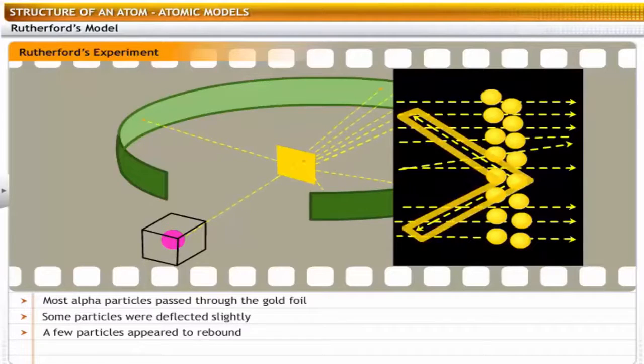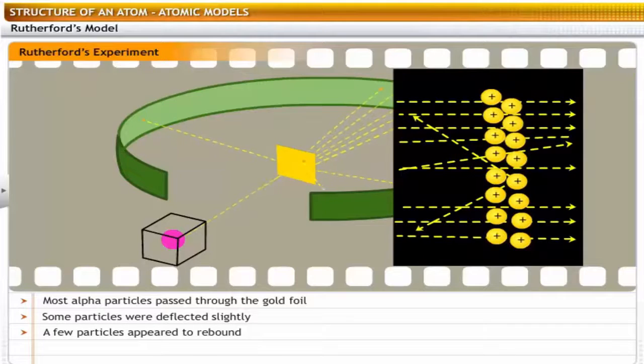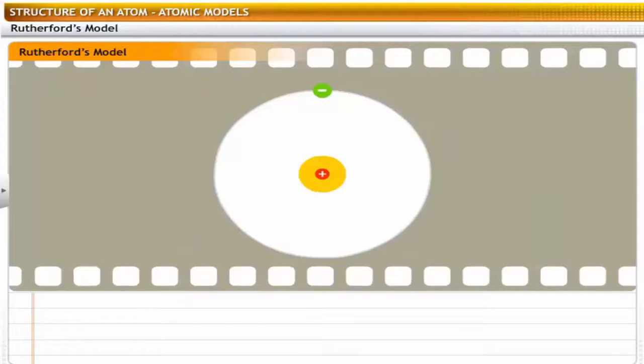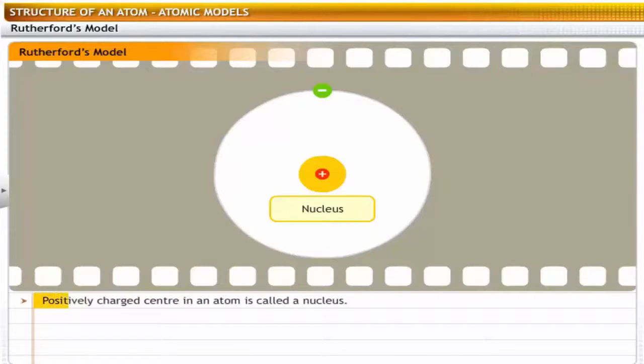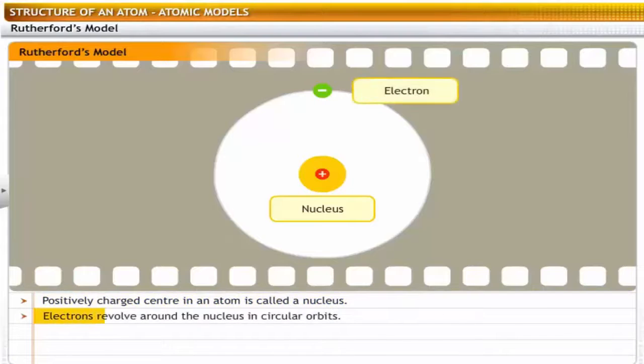Very few particles were deflected from their path. This deflection was caused by the repulsive force of the positive charge in the atom. The positive charge was concentrated in a small area within the atom and was not spread throughout the atom as Thomson had proposed. Based on his observations, Rutherford proposed the nuclear model of an atom. The positive charge is concentrated in the center of the atom, which is called the nucleus. The electrons revolve around the nucleus in circular paths called orbits.